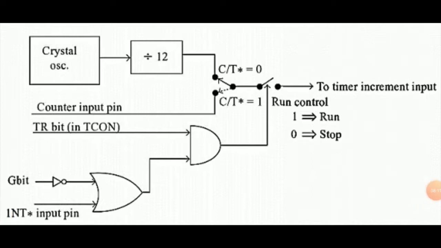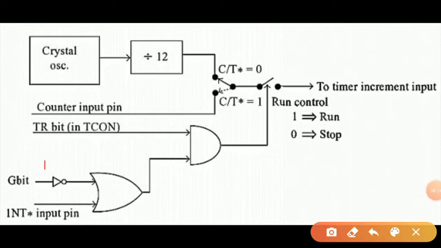When the gate bit is a 1, the input to the OR gate is 0 here. Therefore, the OR gate output can be made 1 only by giving a high input from the external hardware pin. With this 1 only, the OR gate output can be made 1.